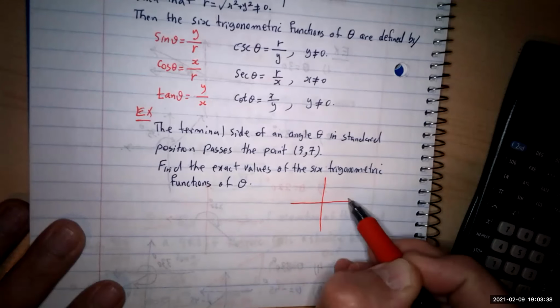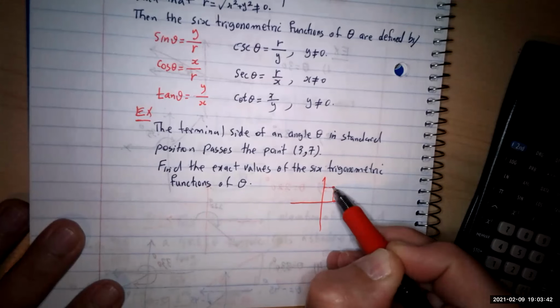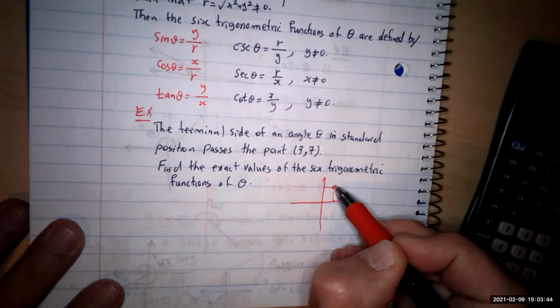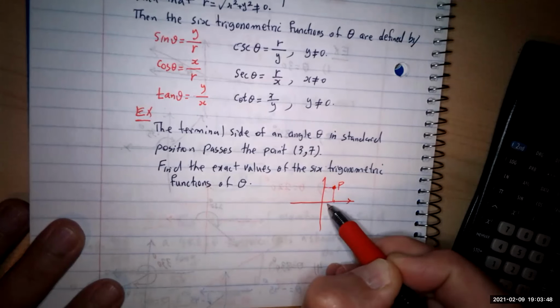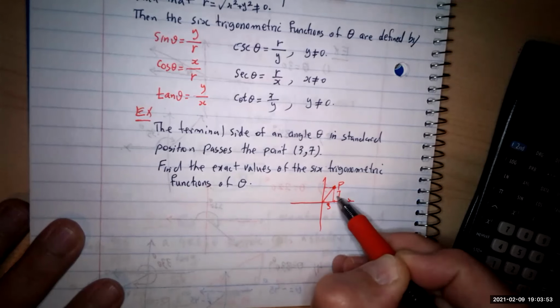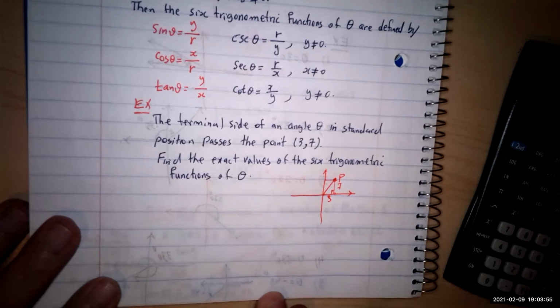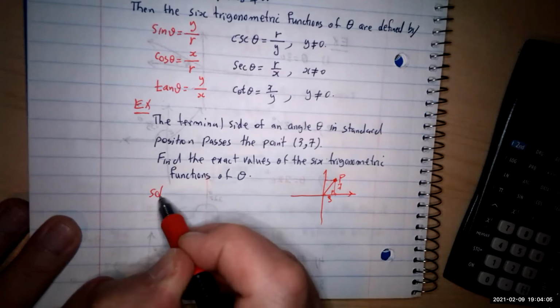You see, this is going to be something like (3, 7). So this is the point P. This is 3, and this is 7. That's it. You have to find the r first to get this information. Okay, so, are you ready? Solution.